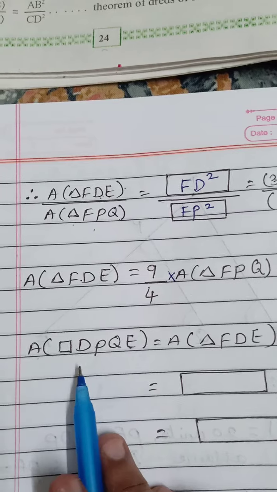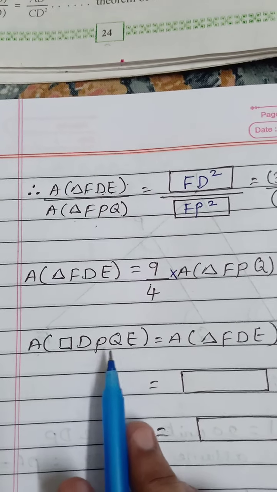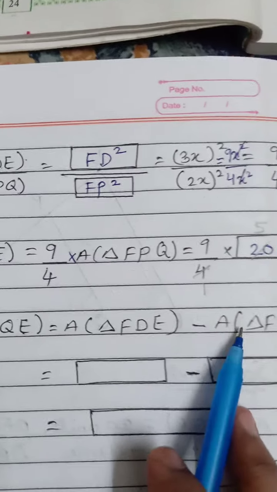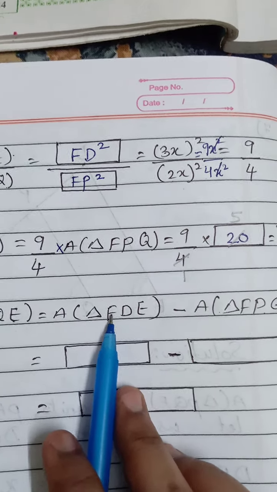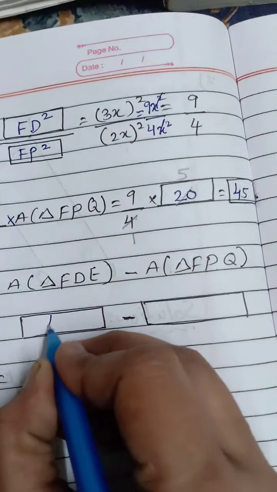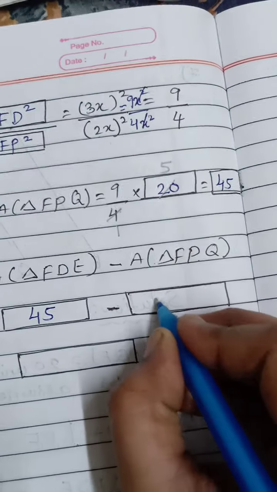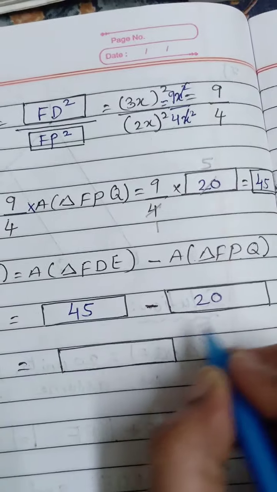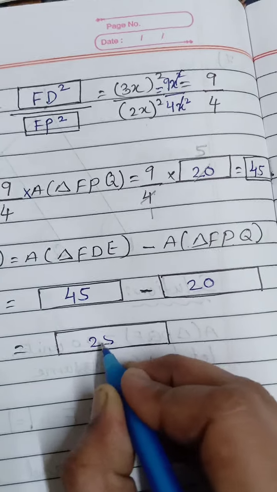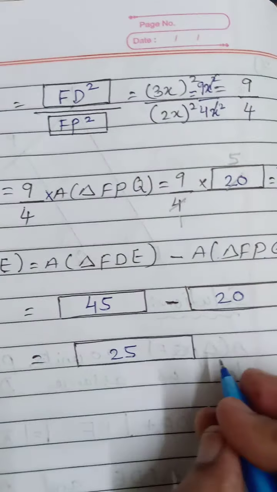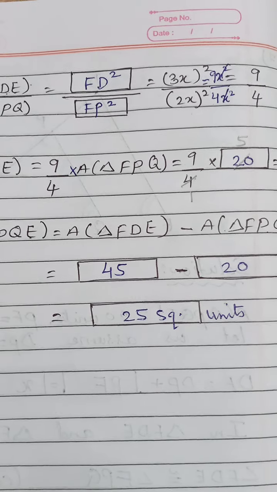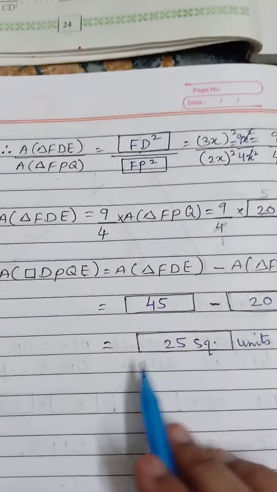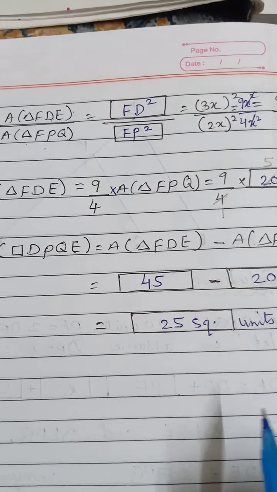Now how to find the area of this quadrilateral? For finding the area of the quadrilateral, we have to subtract the area of the smaller triangle from the area of the bigger triangle. So the area of the bigger triangle is 45 and the area of the smaller triangle is 20. 45 minus 20 will be equal to 25. And it is nothing but square units. So in this way we have completed the last question of practice set 1.4.